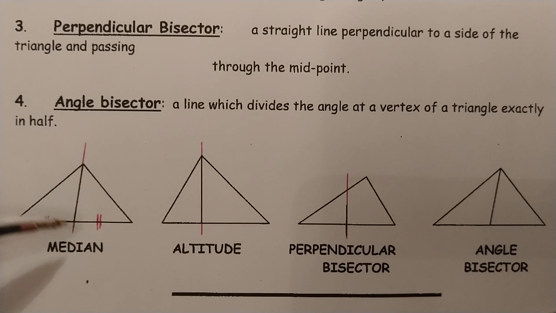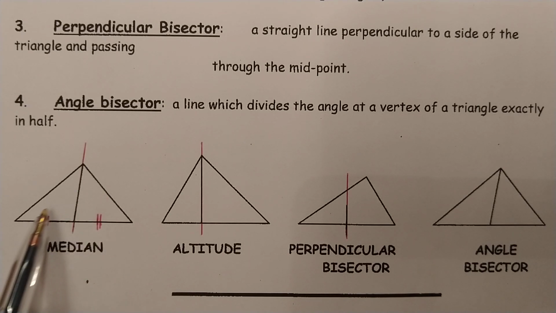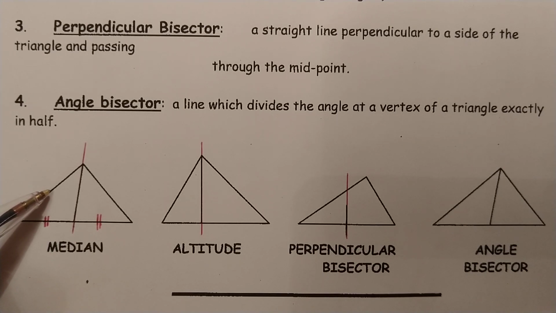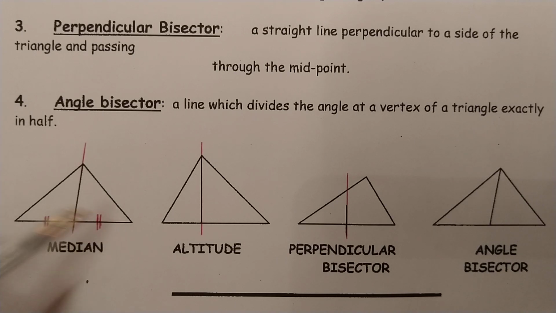There are, of course, three, because I could also draw a line from the midpoint of this side across to this vertex, and from the midpoint of this side across to this vertex. And funnily enough, the three medians all meet at the same point. We'll come back to that in a wee minute.